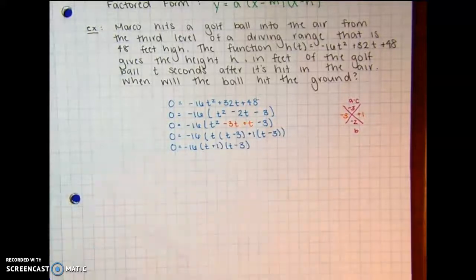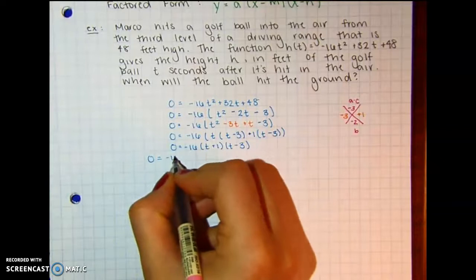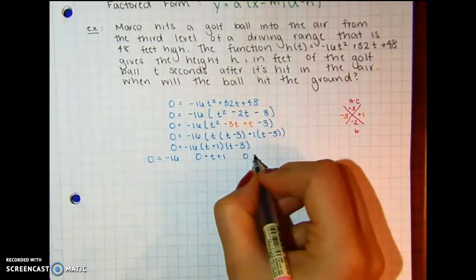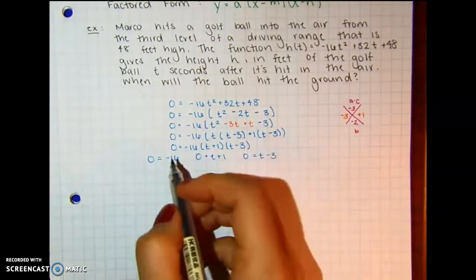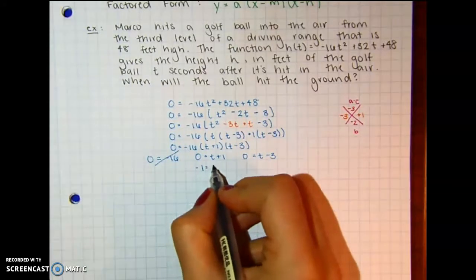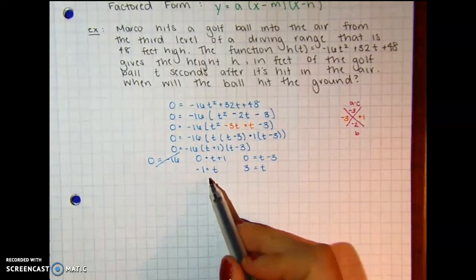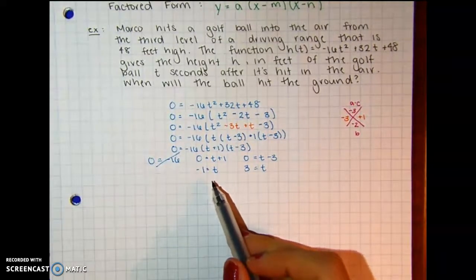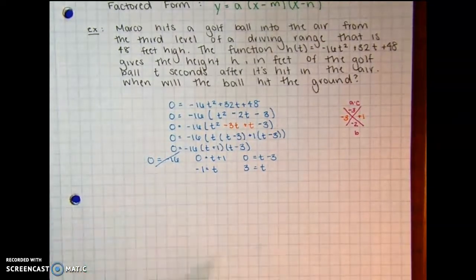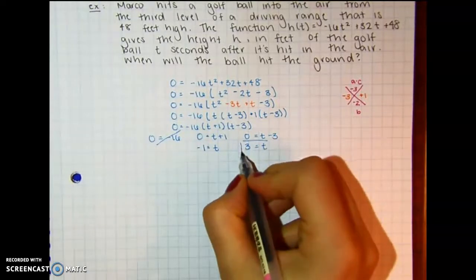And now we solve. So we set each part equal to 0, right? Zero product property, so 0 equals -16, 0 equals t plus 1, 0 equals t minus 3. So that doesn't matter because it's not true. We get -1 and +3. Now, -1's not going to make sense here because it's going to be negative time, right? T equals time, so we can just ignore that, and t equals 3 will be the answer.